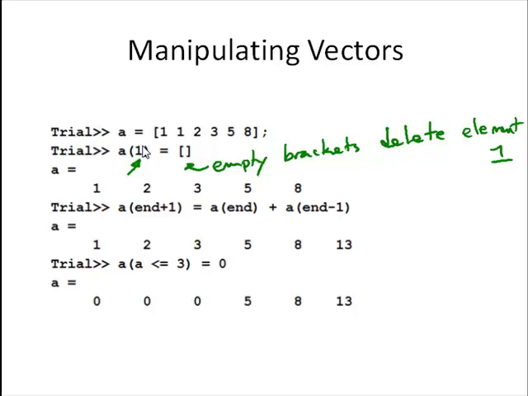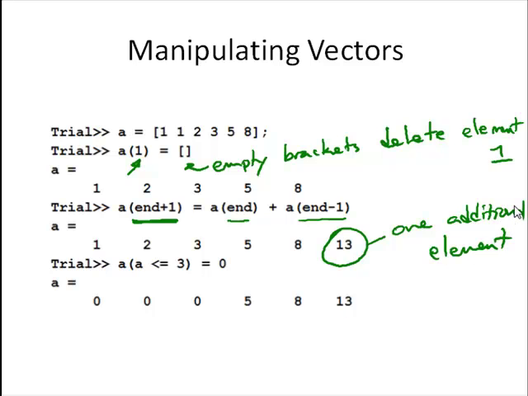Another thing we can do is add an element to a vector. So here we say A(n+1), so we're making that vector one element longer, equal to A(n) plus A(n-1). And so what we've done now is we've added one additional element. We can add more than one element, depending on the assignment. On the right-hand side, that determines what we're going to add, and here's how many elements of A we're working on. In this case, this is only one element.